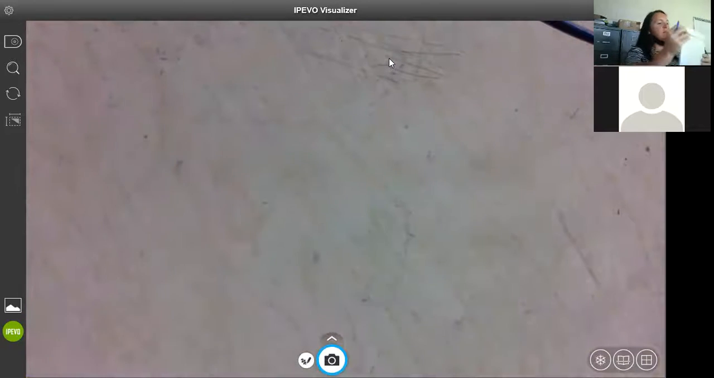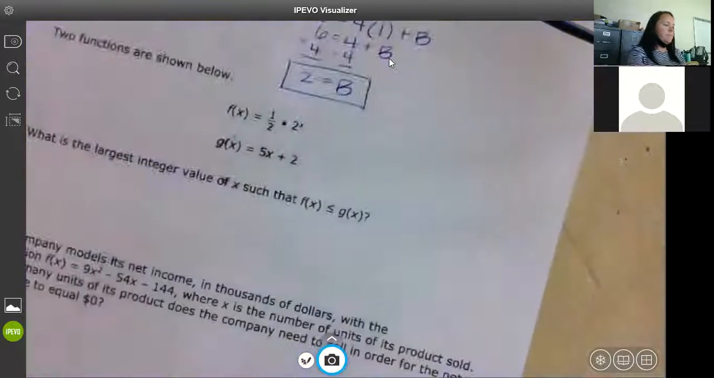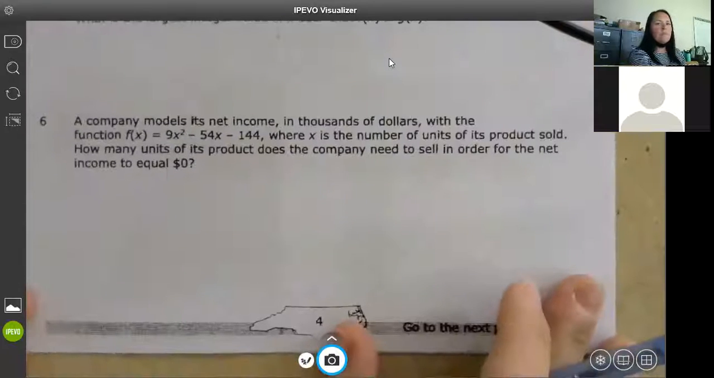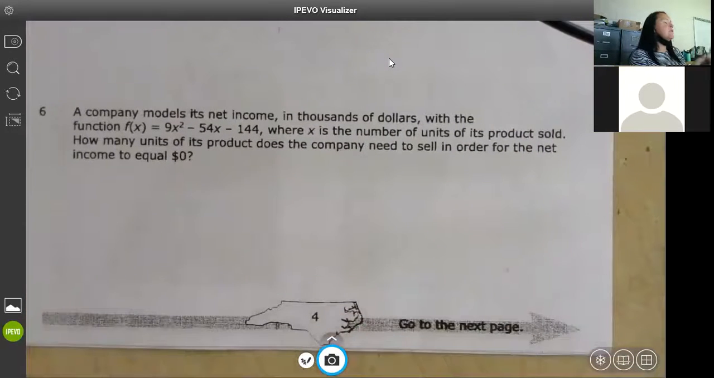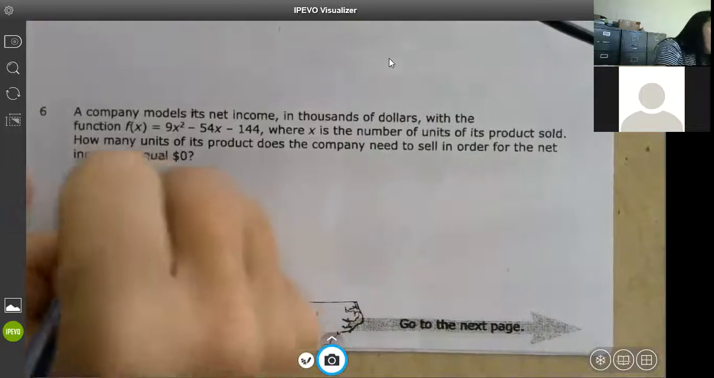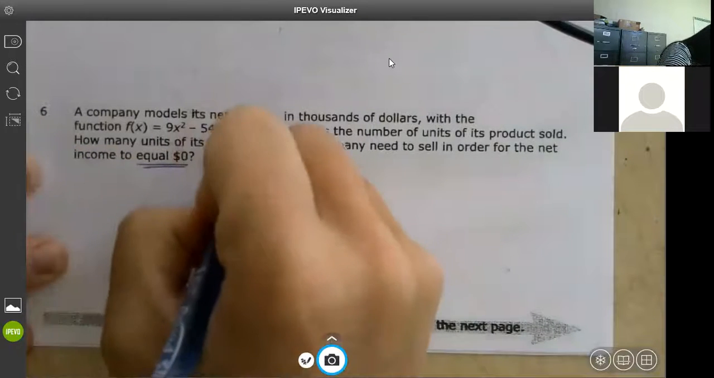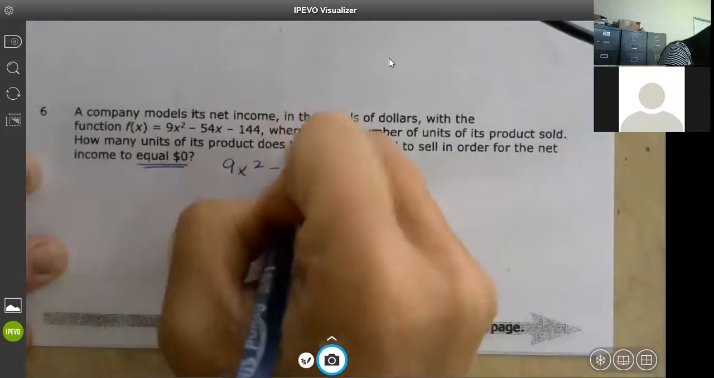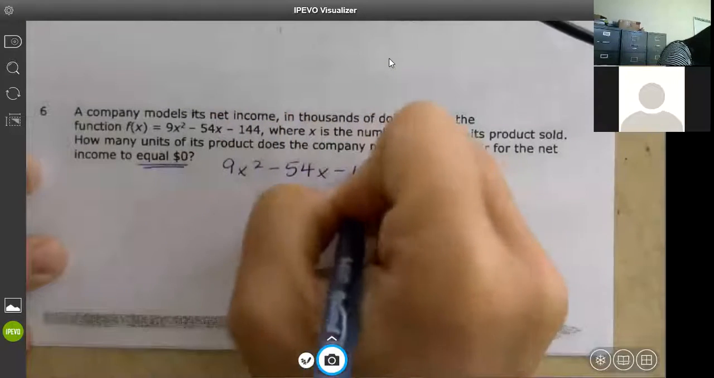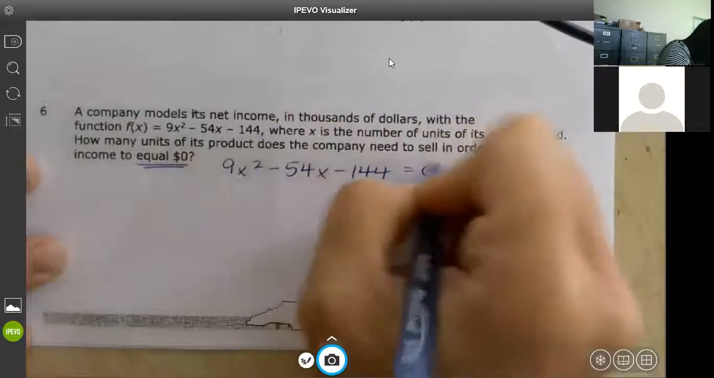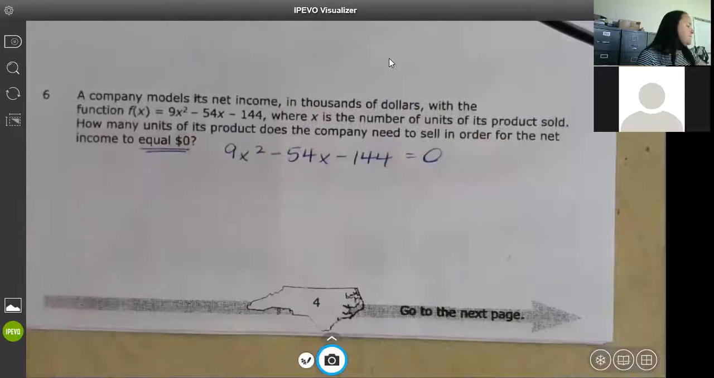Go back to number 6. Number 6 is just like the last two that we did. We're going to factor it. It says, when is it equal to 0? That's finding a 0. So we have 9x squared minus 54x minus 144. And like I said, we're setting it equal to 0.